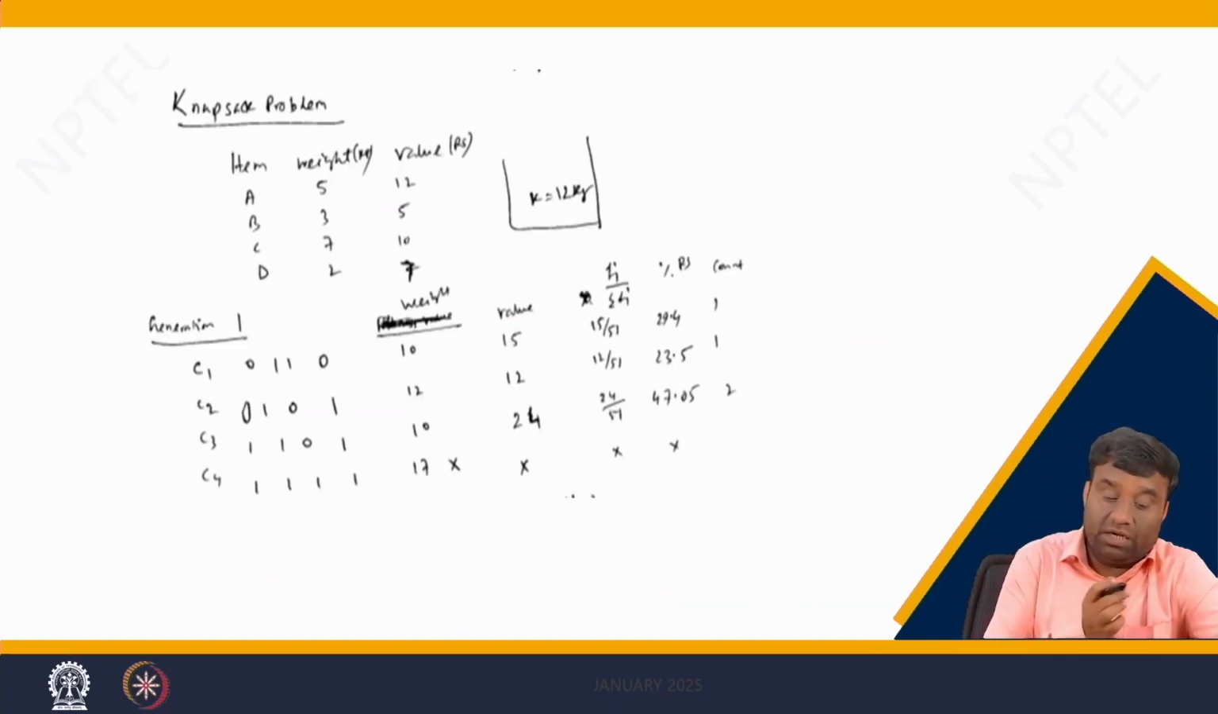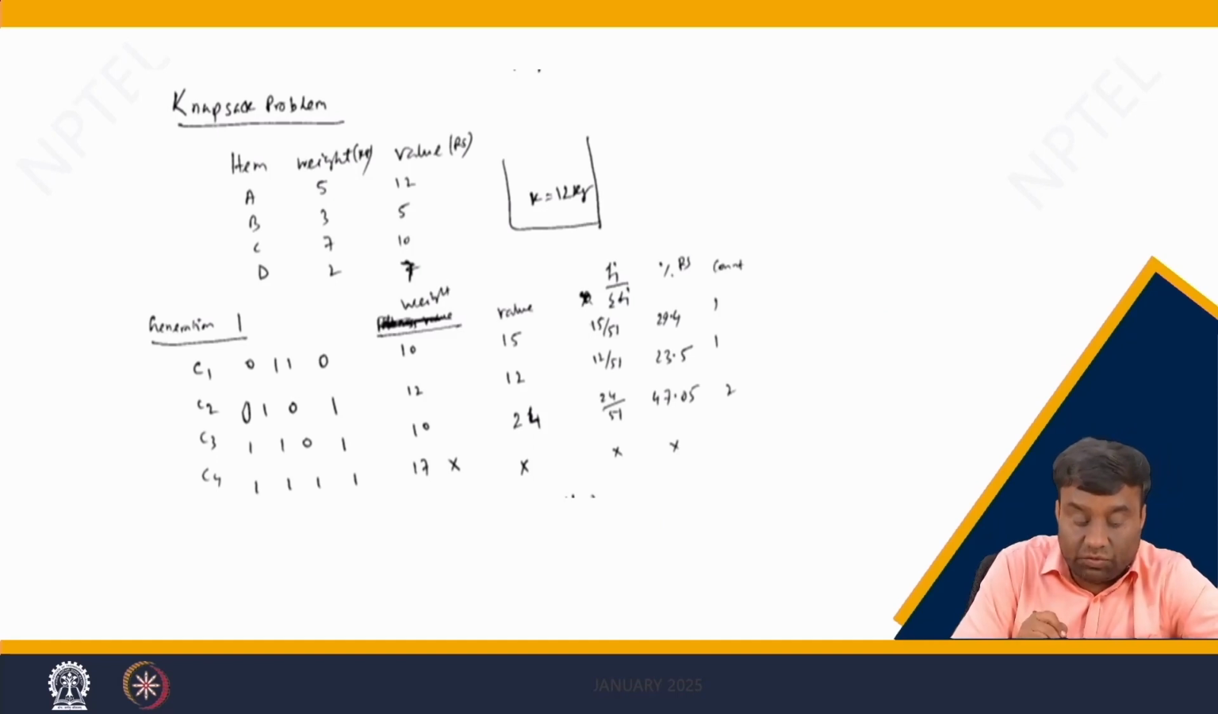Now let's try to understand one knapsack problem. So you know what the knapsack problem is. The maximum weight is 12 kg, and you need to find the maximum value. So the items are A, B, C, D, with weights 5, 3, 7, 2. Price is 12, 5, 10, 7.